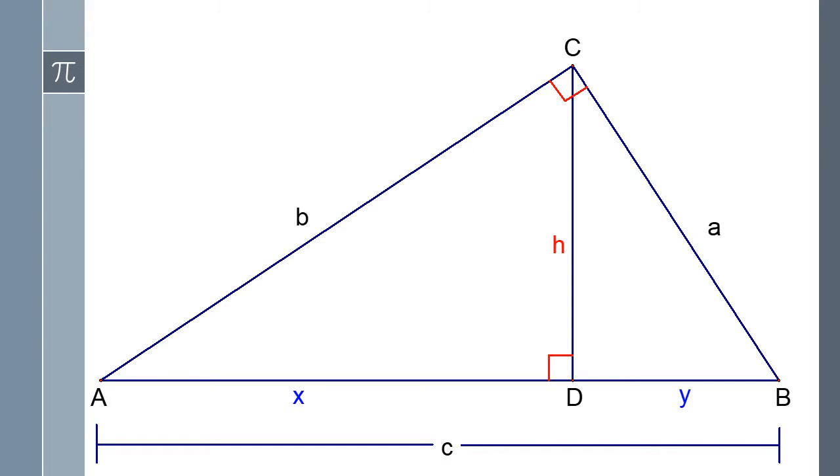So here we have a drawing of triangle ABC again, with C being the right angle, and we are drawing an altitude, segment CD. Okay, so we've got a number of different segment measurements here. We've got a, b, and c from the Pythagorean theorem. A is a leg, b is a leg, c is the hypotenuse, but h is the altitude, and x and y are the two segments that the altitude divides the hypotenuse into.